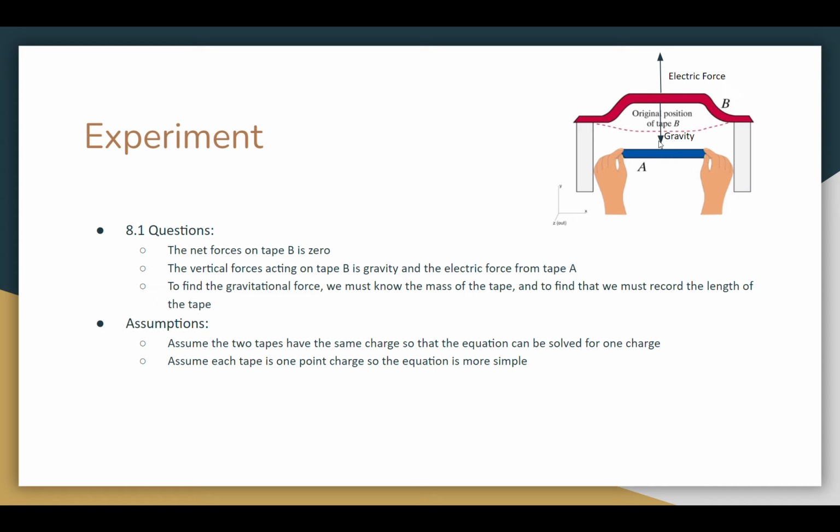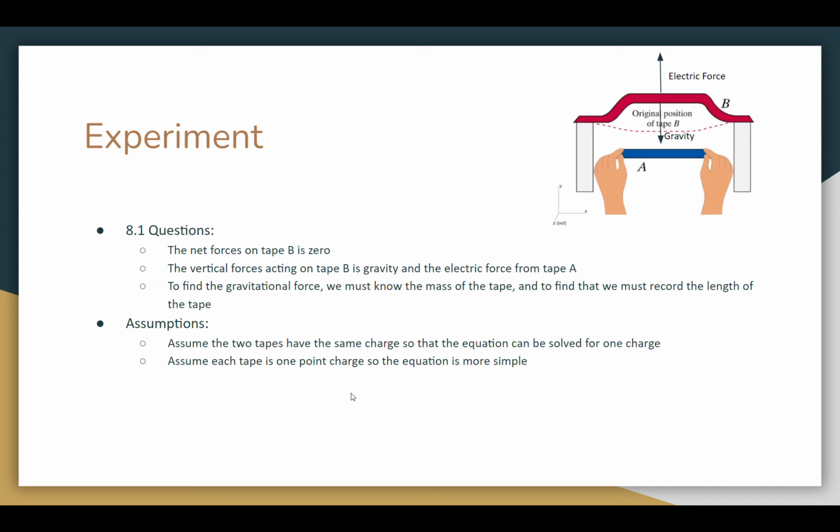Gravity is acting down, and the electric force is acting up on the tape. The net force should be zero, so these should be equal to each other. To find the gravitational force, though, we need to know the mass, and with a handy-dandy conversion that the lab gave us, all we need to know is the length. We don't actually have to weigh it out.